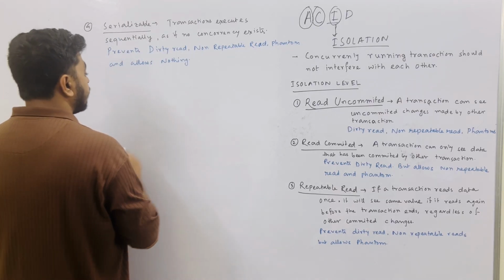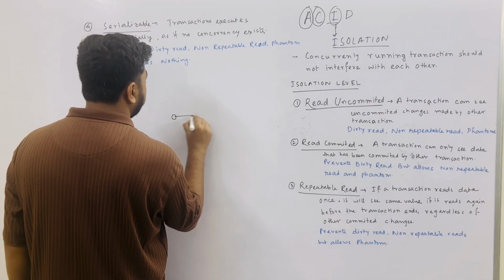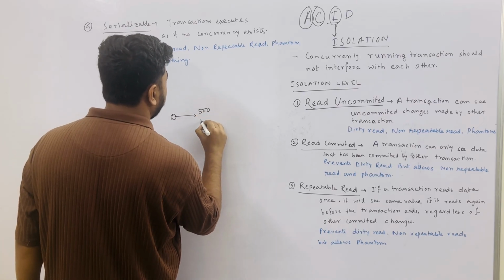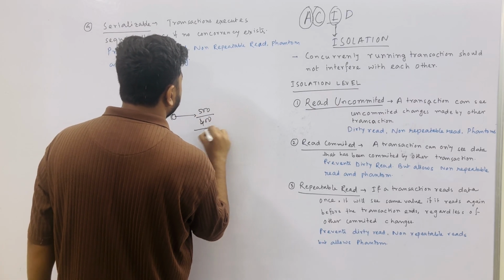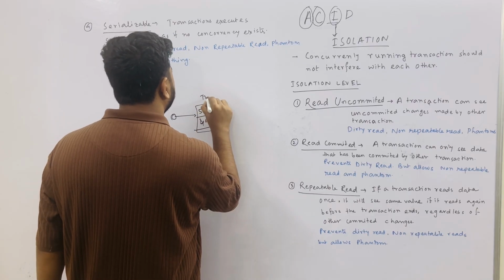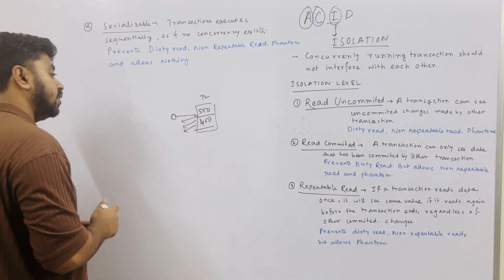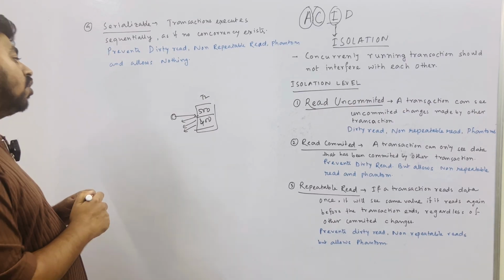Non-repeatable reads means if a transaction is getting a particular field's value and it sees two different values, suppose 500 and 400, before transaction T2 ends, if it fetches the value multiple times and gets multiple values, then it is called non-repeatable reads.